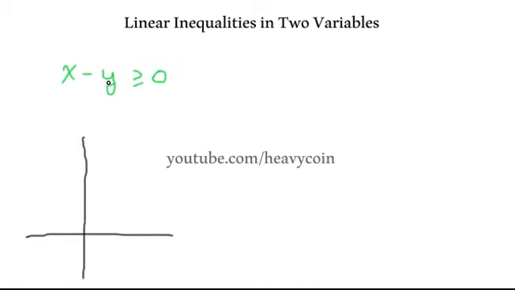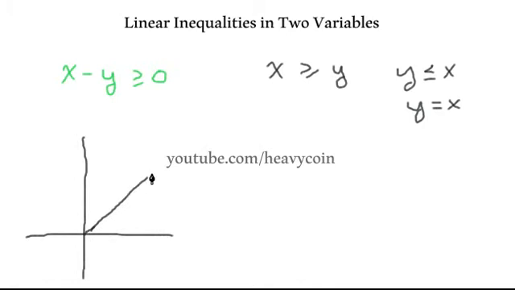Now, of course, you can solve for y in this problem. Solving for y, you'd end up having x is greater than or equal to y. Of course, you could flip this around and say y is less than or equal to x. You could just say y is equal to x, and of course, we know what this graph looks like. Y is equal to x is going to be a line that looks about like this. That's the graph of y is equal to x.